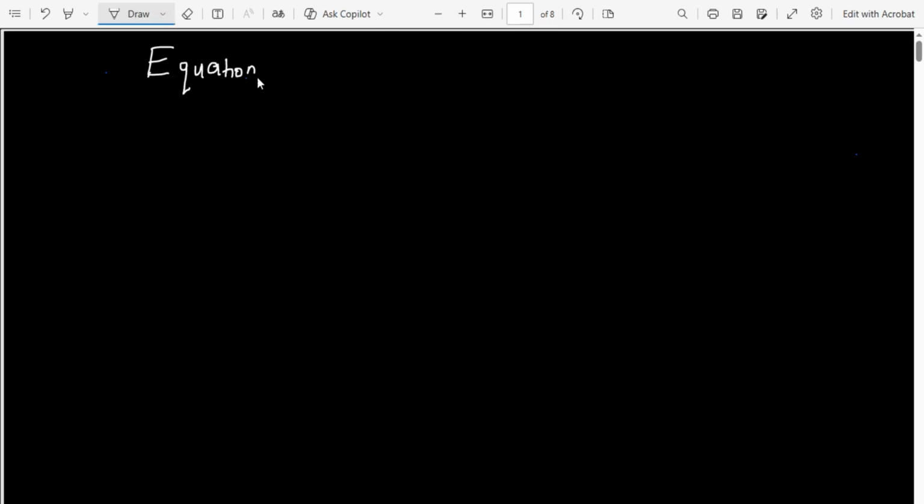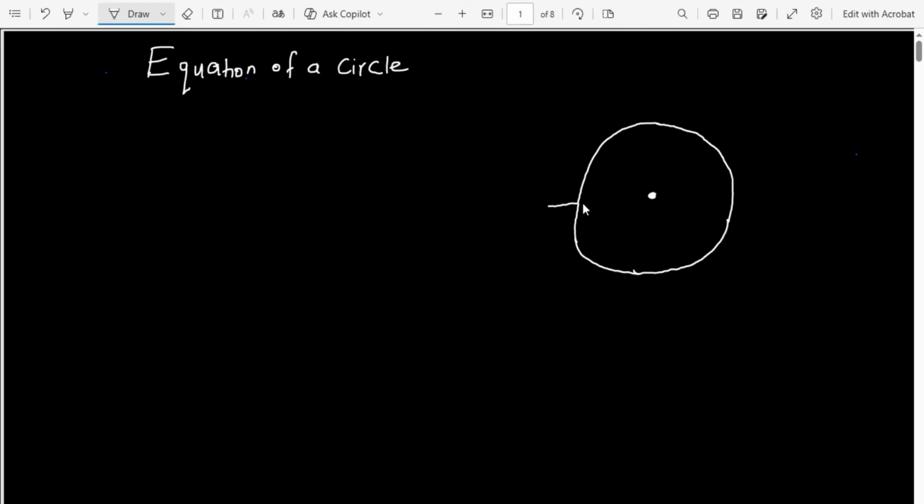So let's start with the lesson. We're going to work on the equation of a circle. Remember, a circle is a set of points. Let's say this is my circle. On this circle, we're going to have the center of the circle, and the center of the circle is on the origin.